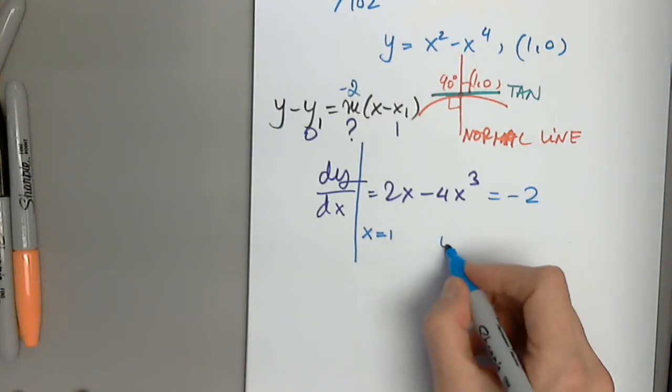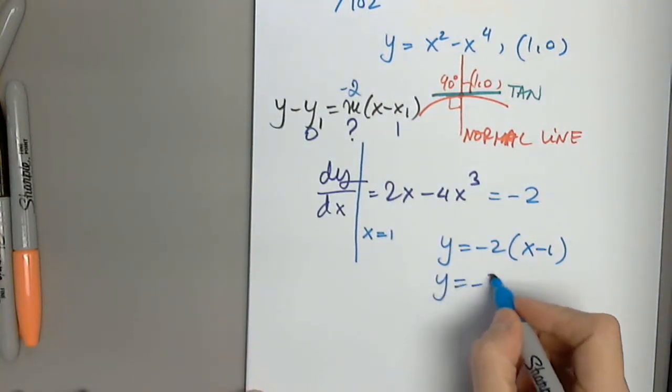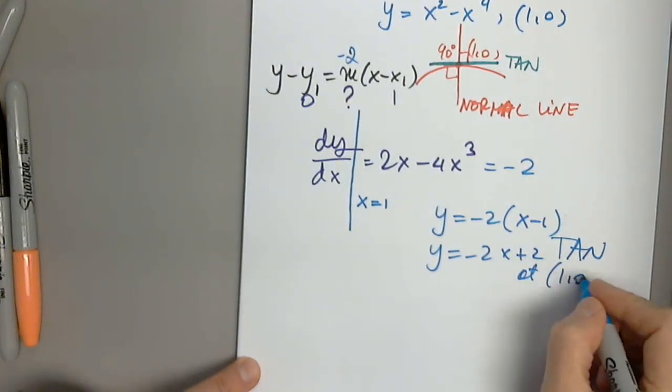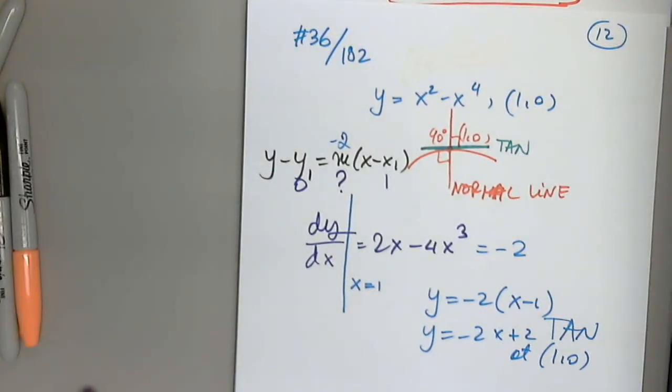So the equation of the line will be y equals -2 times x minus 1. y1 is 0. Slope is -2 times x minus 1. I distribute. So y equals -2x plus 2 is the tangent line at 1, 0. Yes, please. How did you get that second to last equation, the y equals? Y minus 0 equals -2 times x minus 1. This is the derivative evaluated at 1 because that's the point we're given. Okay.